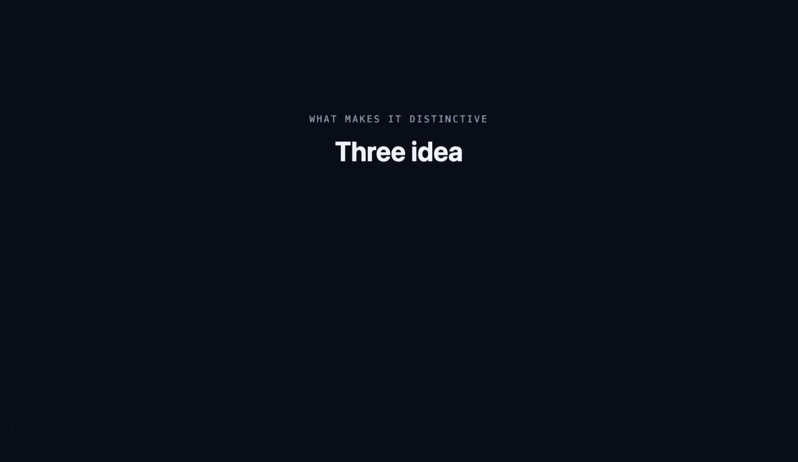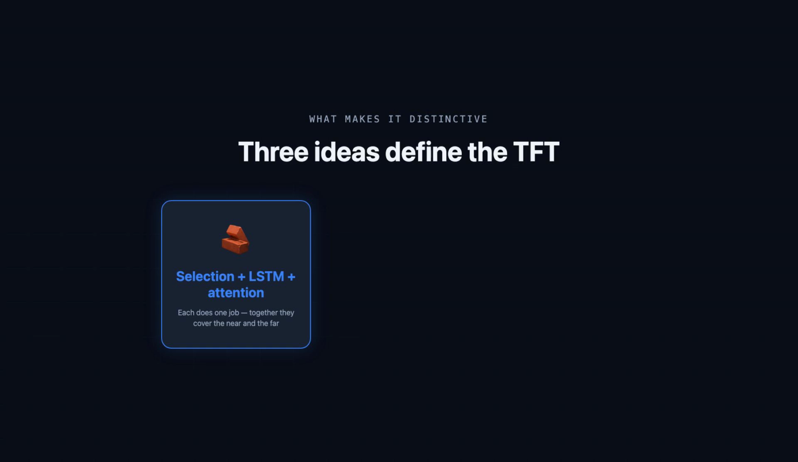So let's boil the whole architecture down to the three things that make it distinctive. First, the combination itself. Variable selection to filter the inputs, then an LSTM for local patterns, then attention for the long-range view. Each component does a specific job, and stacking them is what lets one model cover both the near-term wiggles and the far-off dependencies at the same time.